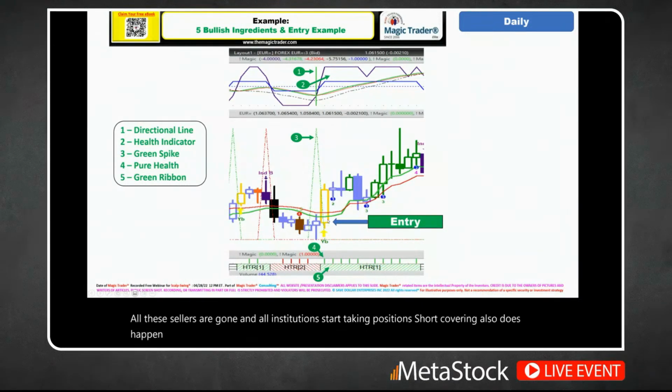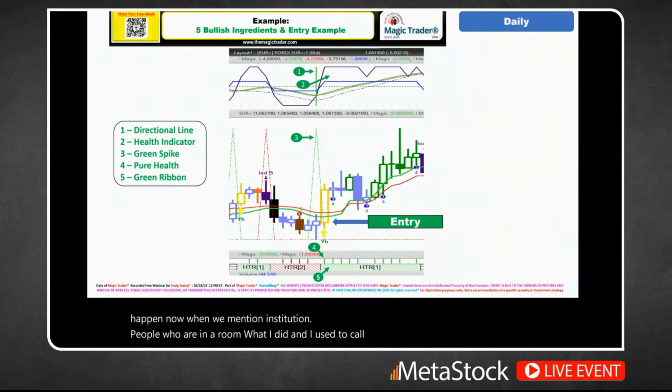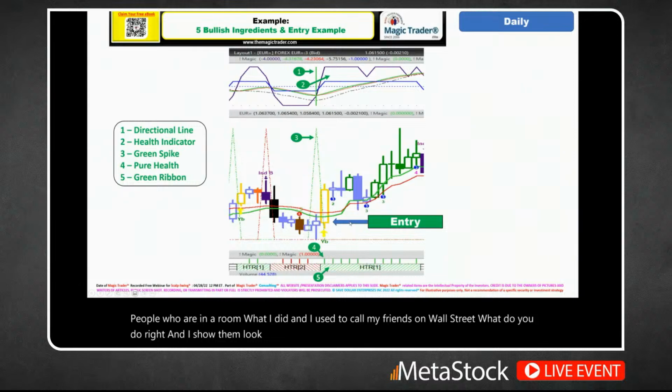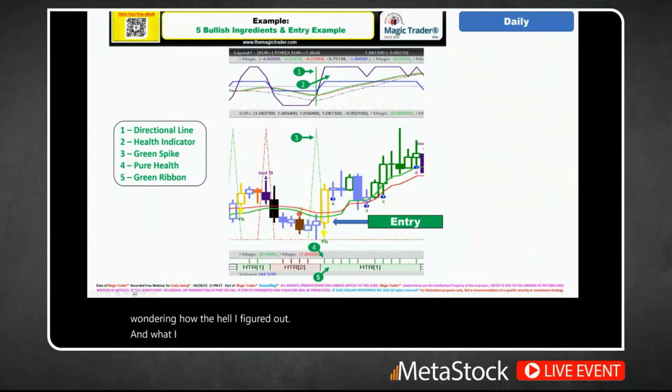Now, when we mention institution, people who are in a room, what I did, I used to call my friends on Wall Street and ask, what do you do? And I show them, look, my software shows what you did. So they were wondering how the hell I figured it out. Because some of the people are skeptics, we got 16 exchanges data. I could test that. And dark pool data.